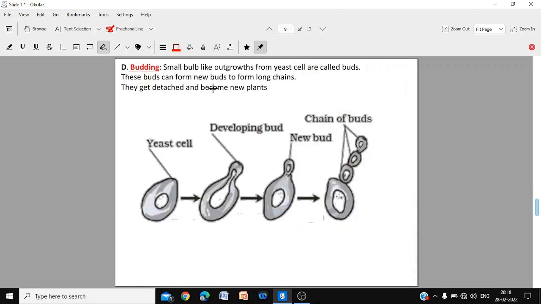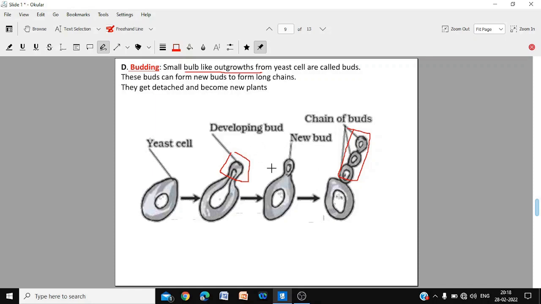Next is budding. Small bulb-like outgrowths from yeast cell. There is a yeast cell. And this outgrowth is called a bud, a small bulb-like outgrowth. Now these buds can form long chains. And when they separate, each of them will become a new plant.